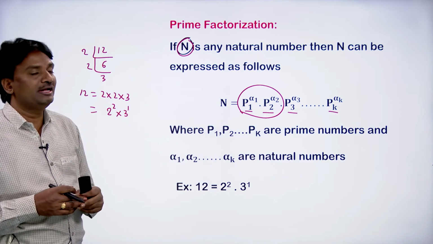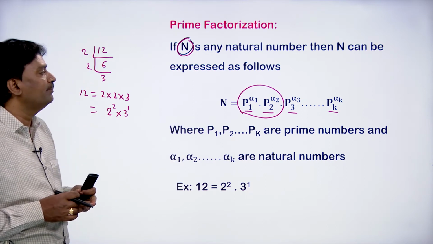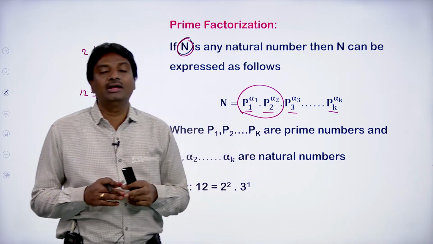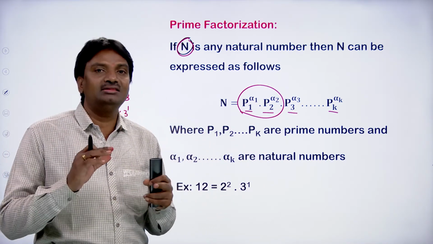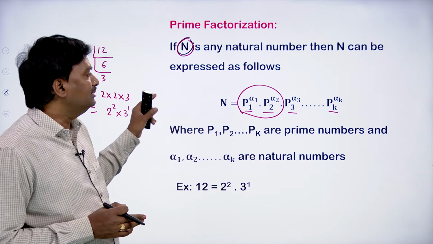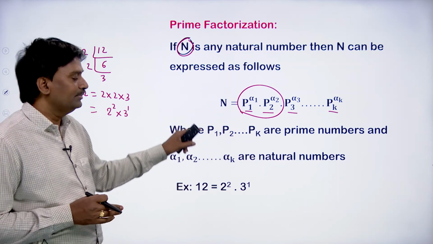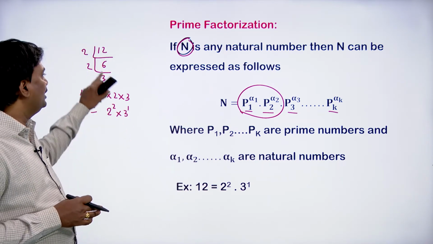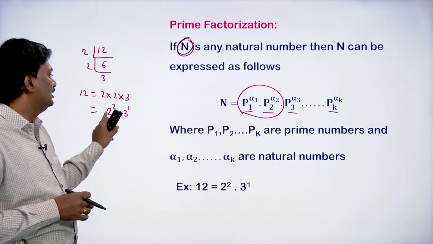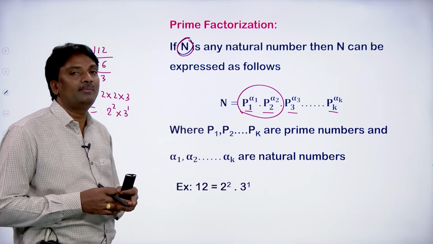If n is any natural number, then n can be expressed as follows: n equals p1 power alpha 1 into p2 power alpha 2 into p3 power alpha 3 into so on pk power alpha k, where the bases p1, p2, p3 so on pk are prime integers and the powers alpha 1, alpha 2, alpha 3 so on alpha k are natural numbers. If we take the number 12, it can be written like this: 2 square into 3 power 1, where 12 is capital N. In place of p1 we have 2, in place of p2 we have 3, and alpha 1, alpha 2 mean 2, 1.